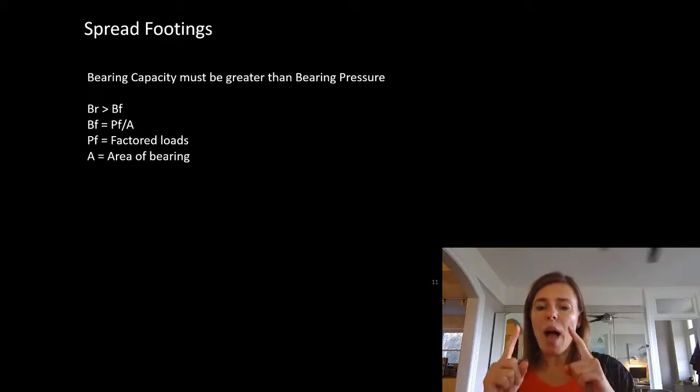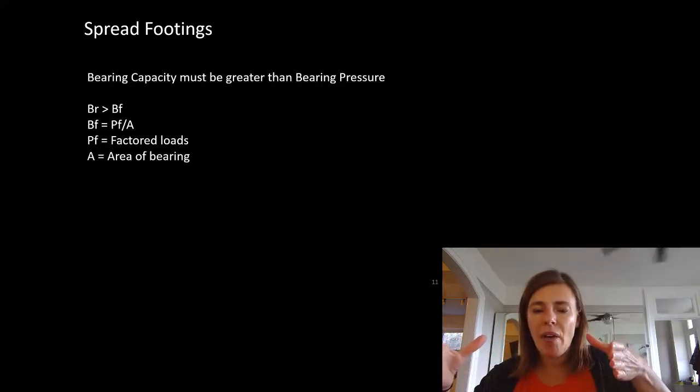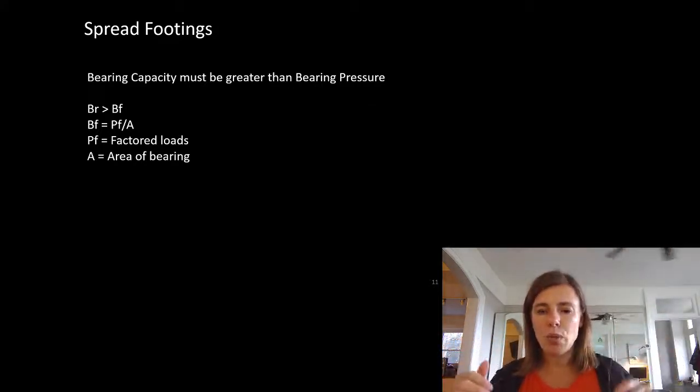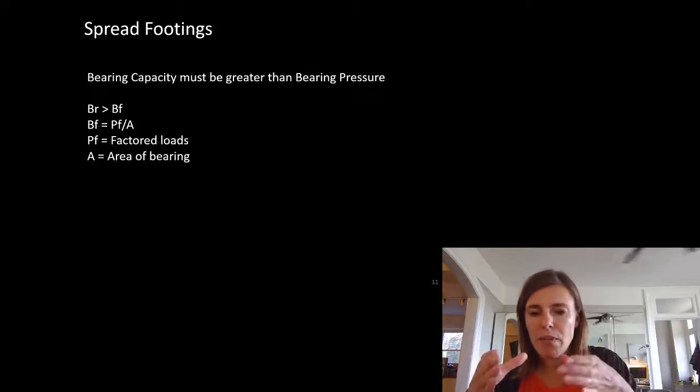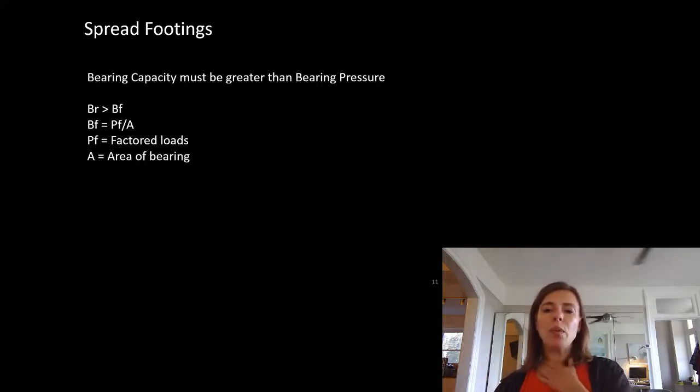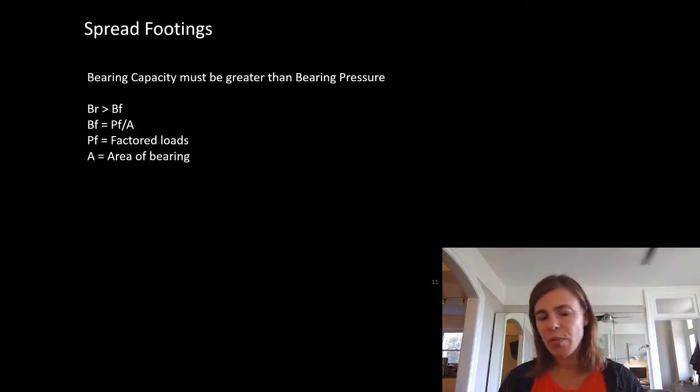If we make it go up, we've got a bigger area, which means our BF goes down, keeping our BF below our BR. You can make that dimension bigger, but if you make it smaller, you're going to have a failure. I personally would always round to the nearest 100 millimeters for something like this. I can't remember, I have to see what the answer is here.